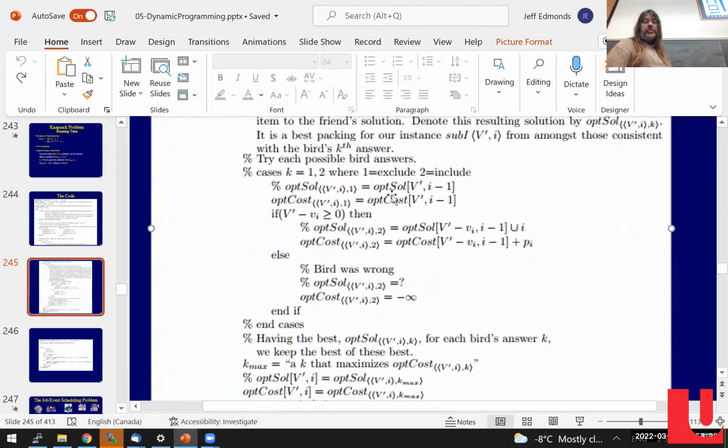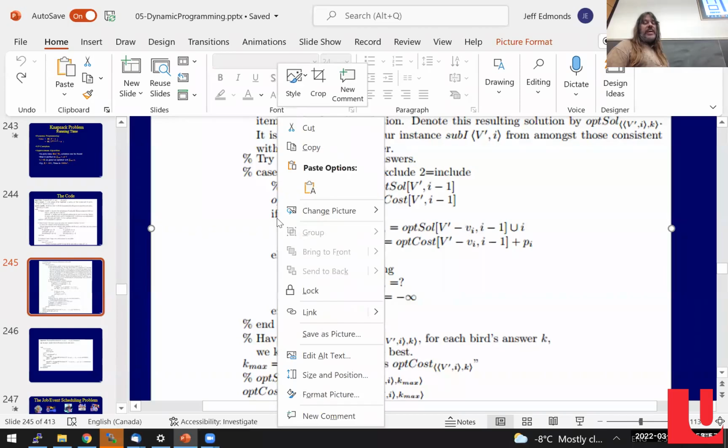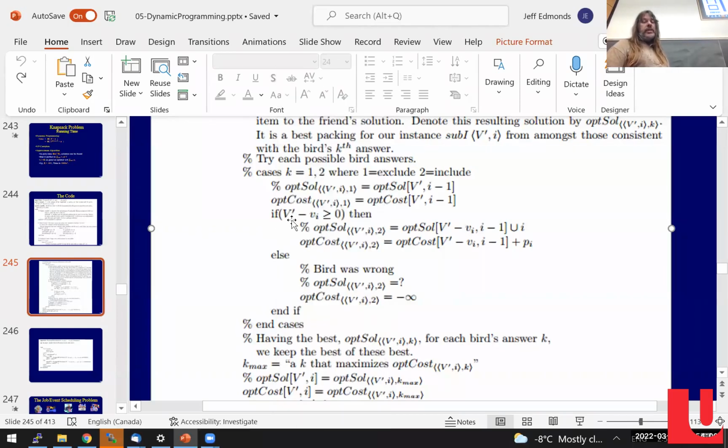And if she says exclude it, then I delete the last object, and my solution is the same. Whatever my friend did, I give the same, because I'm not putting that last object in. If on the other hand she says put it in, I have to check to make sure it fits. So here I'm checking, is the volume of my knapsack big enough to put it in? And if it's not, then I say, hey, bird, you were wrong.